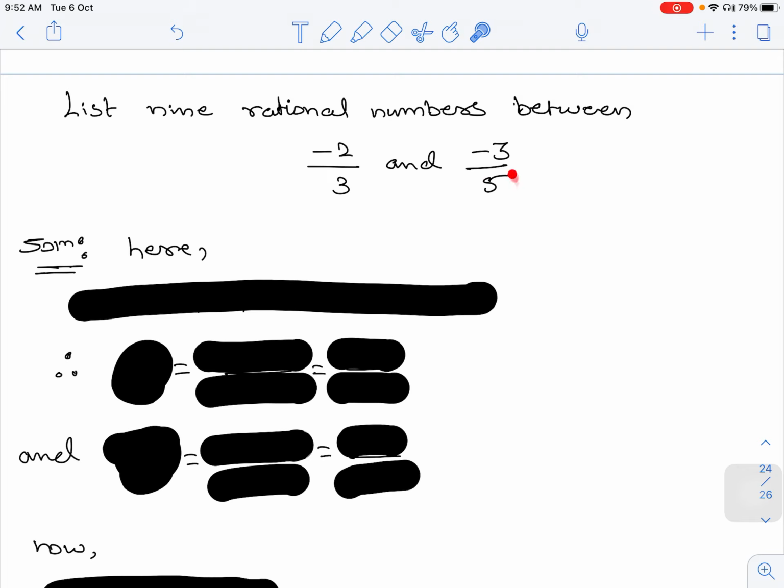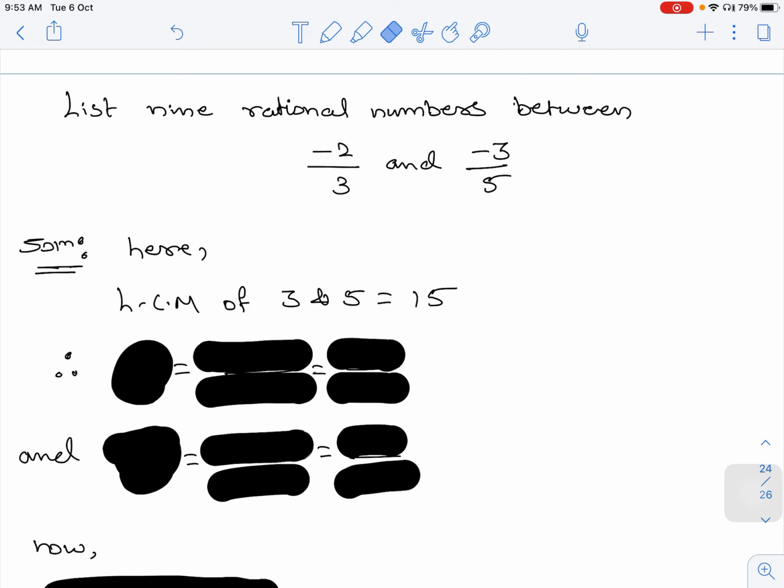Now how to make these denominators same? We will find their LCM. What is the LCM of 3 and 5? The LCM of 3 and 5 is 15. Now we will convert this denominator to 15 and this one also to 15.